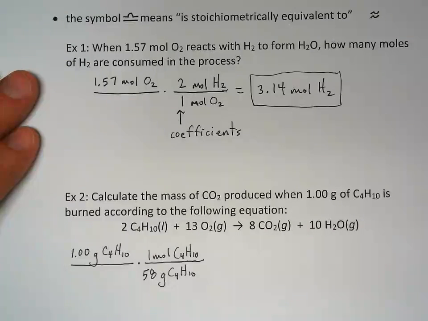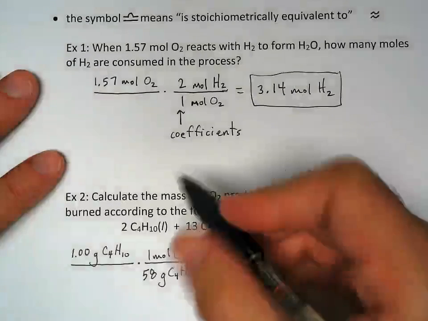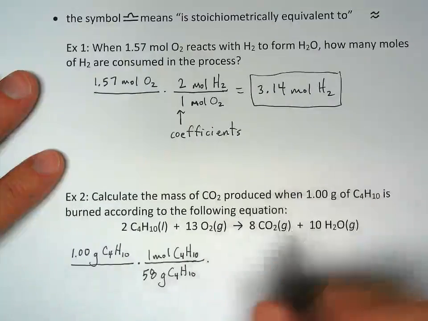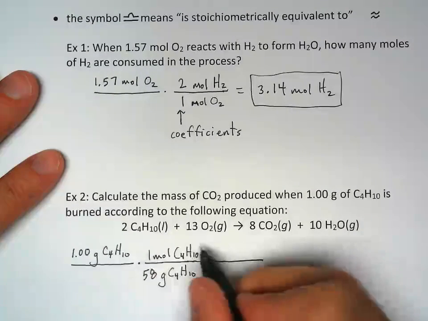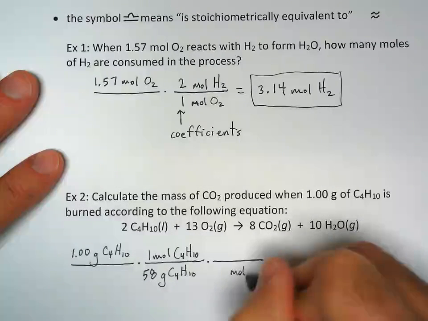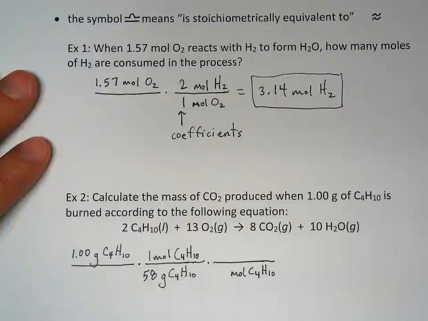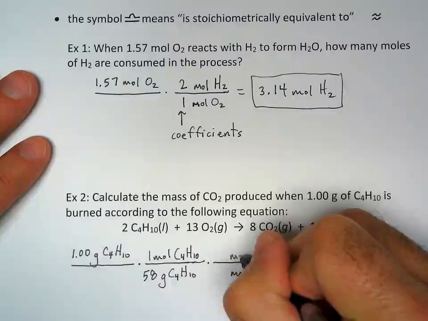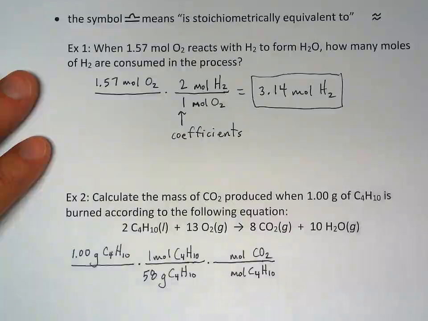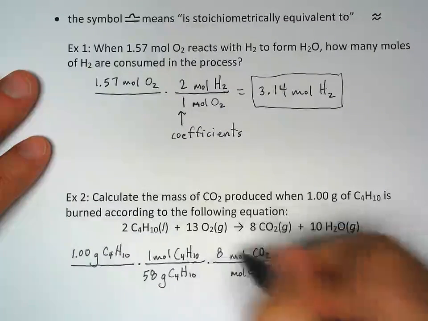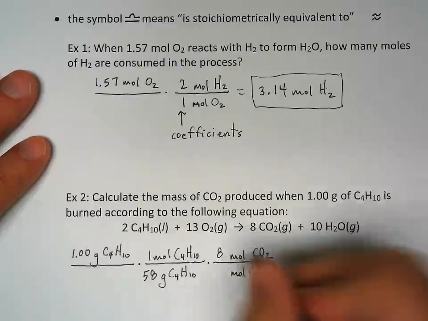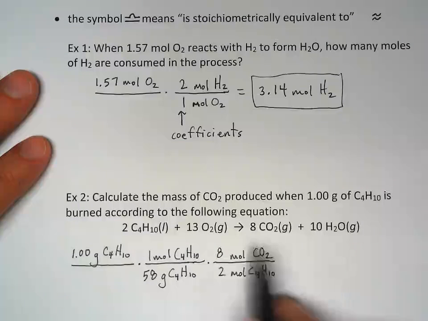Okay, now moles up here, so moles of C4H10 on the bottom. And what should I be trying to turn this into? Yeah, good, moles of CO2. All right. So what number is going to go in front of my moles of CO2? 8, good. And what in front of the C4H10? Good. From the coefficients, right?